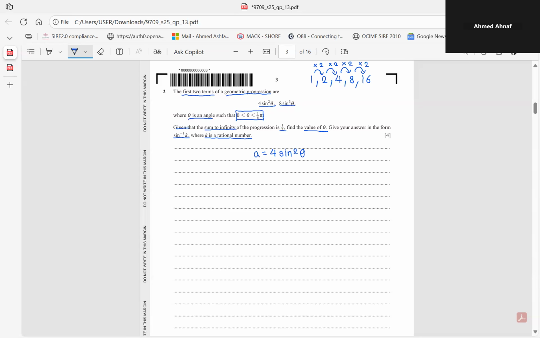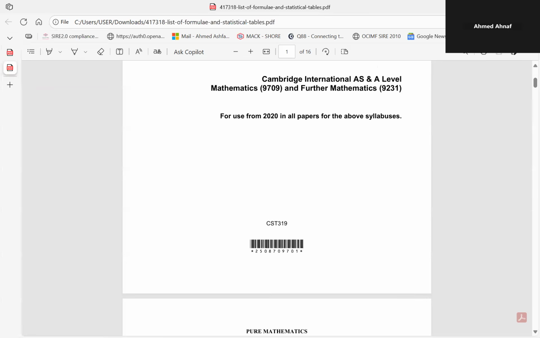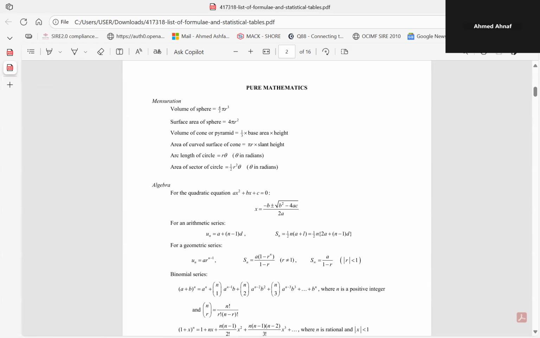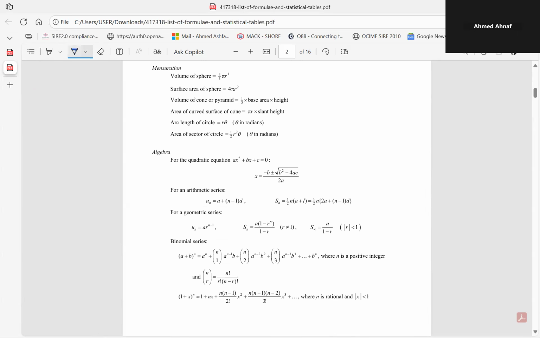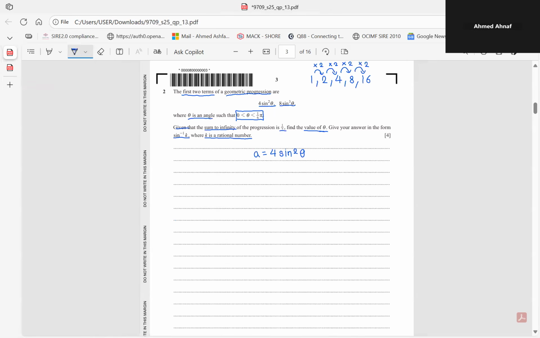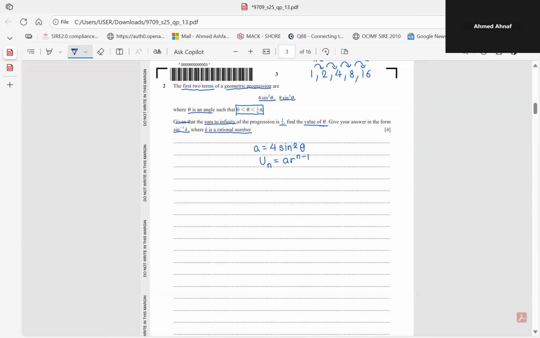Okay, and let's take a look at our formula list for geometric series. This is the formula for the general term of a geometric series. So n is for the nth term, A is the first term and R is the common ratio. So let's write down that formula: Un equals A R to the power of n minus 1.